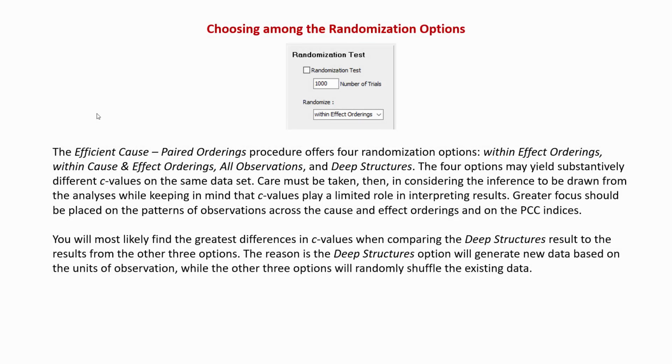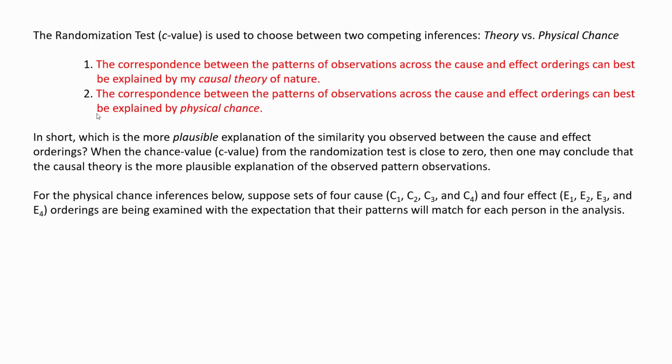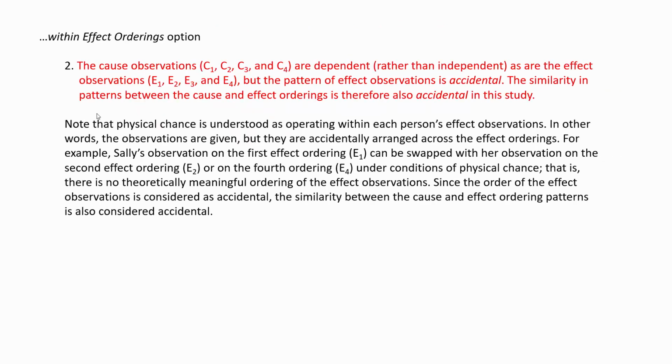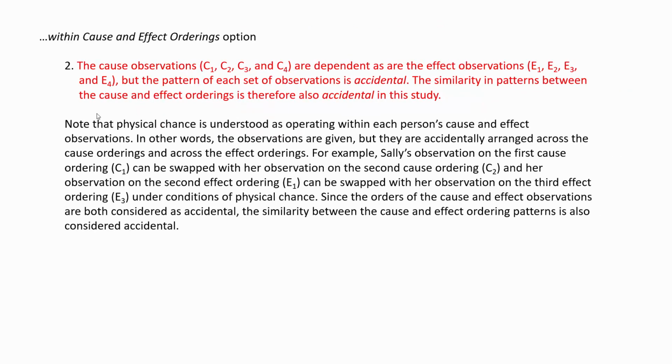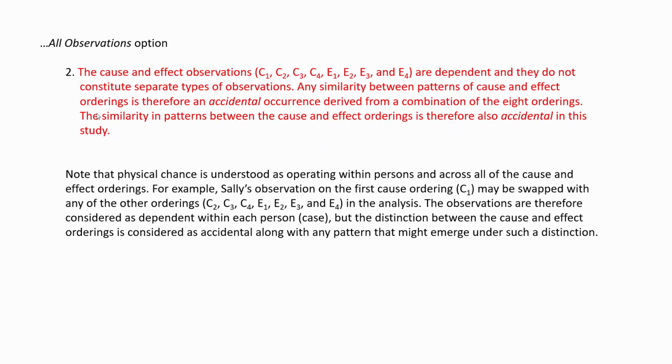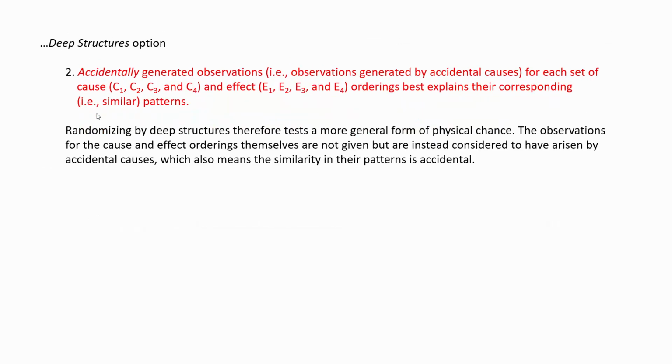Now, the specific nature of the physical chance inference changes depending upon the randomization method chosen. Here you see some PowerPoint slides that explain these changes. You can download these slides from the OOM website. I'll just scroll through a few of them here so you can see that they explain the different randomization methods and the inferences pertaining thereto.